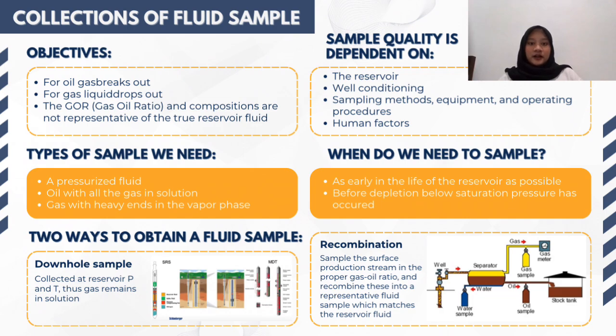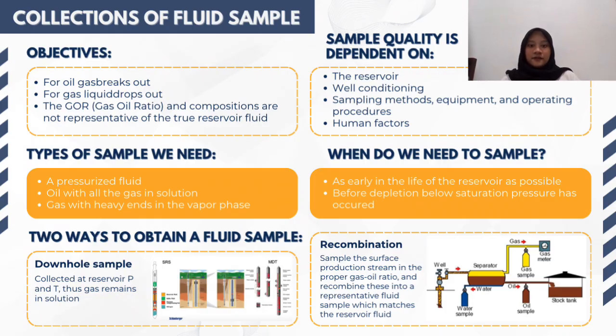In general, there are two main methods for reservoir fluid sampling. The first one is downhole sampling. The sample is taken directly from the wellbore under the reservoir pressure and temperature conditions. This ensures that the gas remains dissolved in the oil or formation water, preventing compositional changes due to gas breakout.